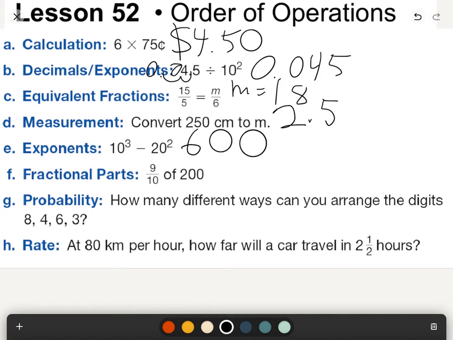Alright, 1,000 minus 400 is what I'm seeing here. Okay, then, this I'm just looking at just 200 minus 20.